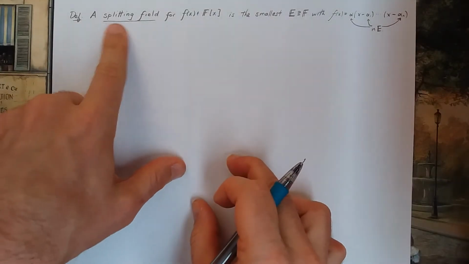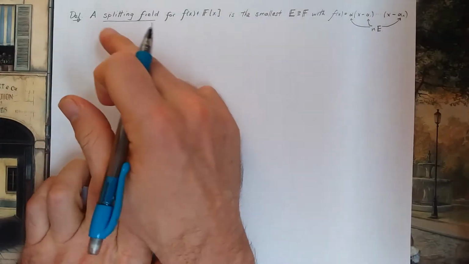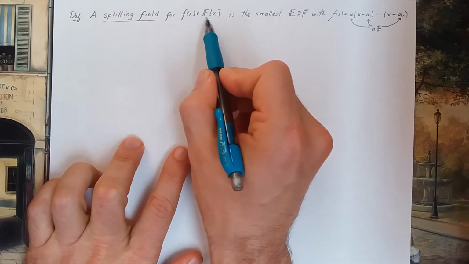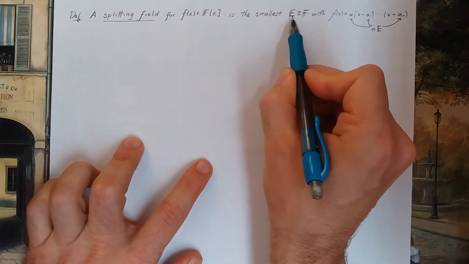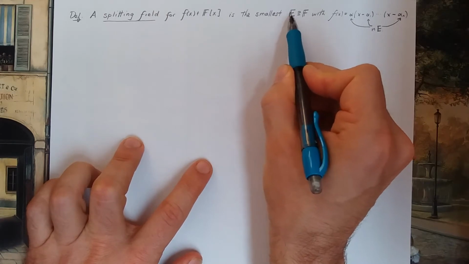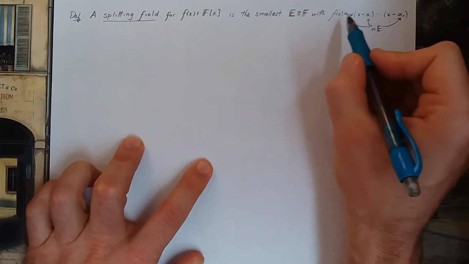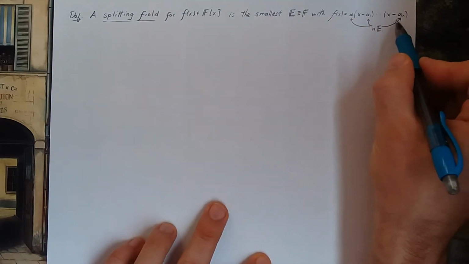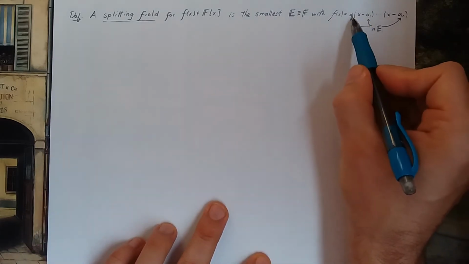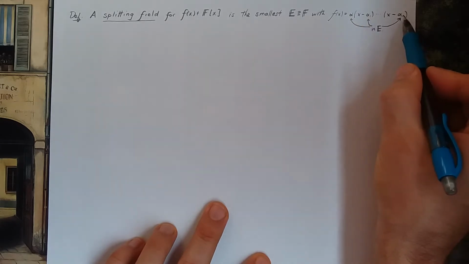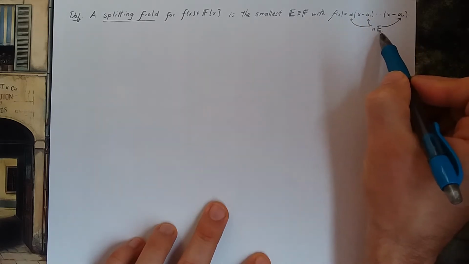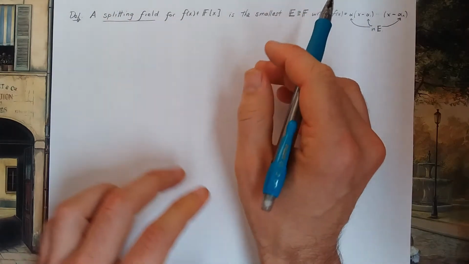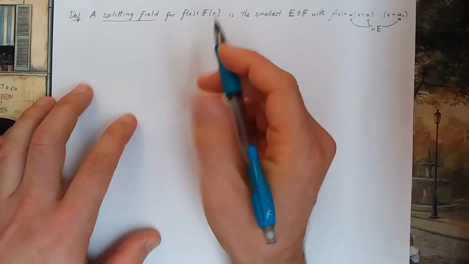So here we define splitting field. The splitting field for a polynomial f over a field is the smallest field extension, the smallest E that you could find, such that the polynomial f factors into a product of degree 1 terms, where these alpha 1 up through alpha n are elements in the field extension E. So the splitting field is the smallest field over which you can split your polynomial up into linear terms.